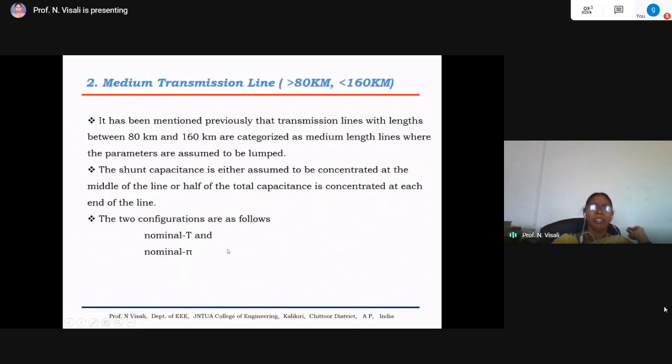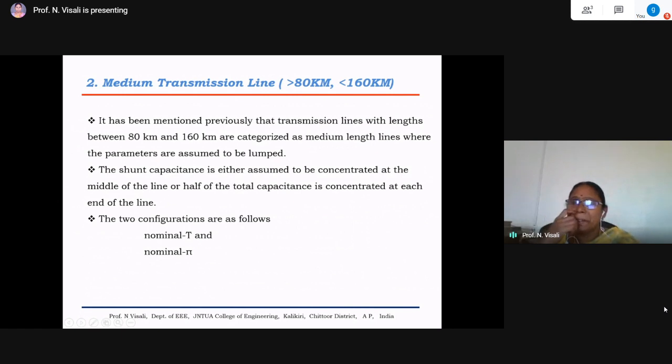Then we will consider the medium transmission line. In this medium transmission line, between 80 kilometers and 160 kilometers, we are classifying it as a medium transmission line. Shunt capacitance cannot be neglected here because the length of the line is higher than the short transmission line. Because of that, the capacitance effect will be there.